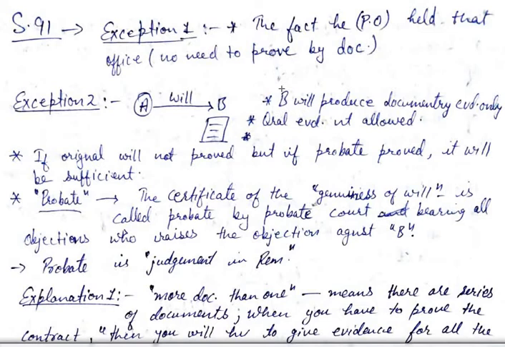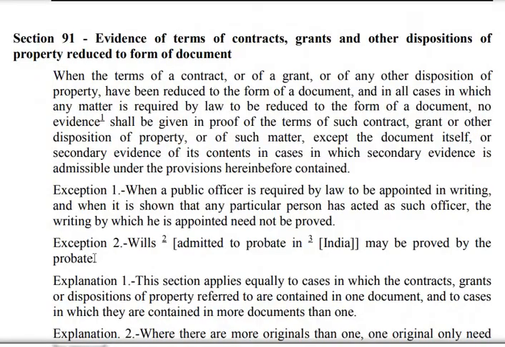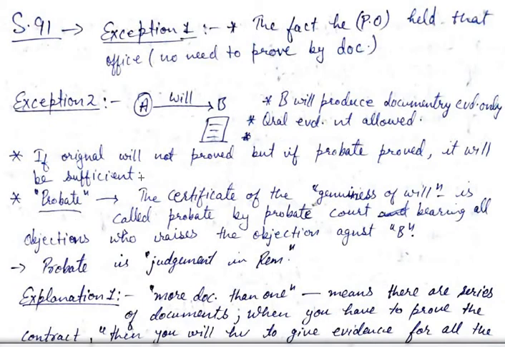अब विल का मैंने बताया था कि जब तक टेस्टेटर जिंदा है, it will not fall under 91. जैसे ही टेस्टेटर मर गया, it will fall under 91. Then the prohibition of 91 will apply. So obviously oral evidence will not be allowed. Only this document will be allowed. So here they are making a clarification that even if the original will, which is actually written by A, is not proved, the probate of the will, if that is proved, that will be sufficient.